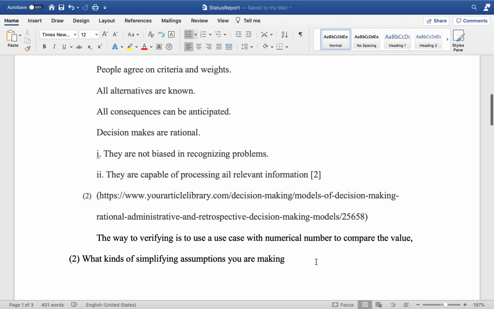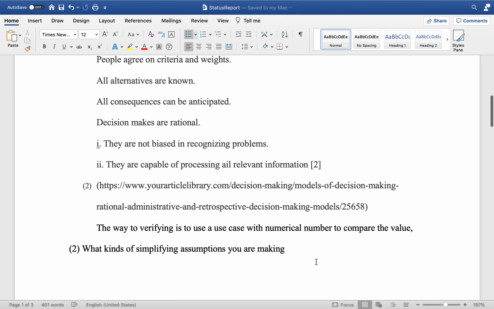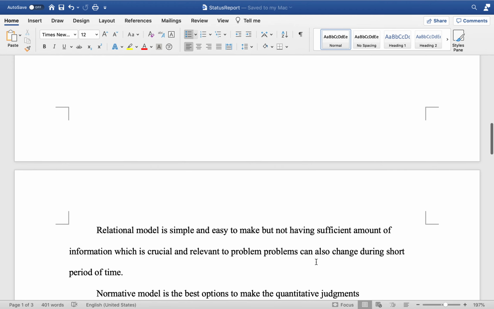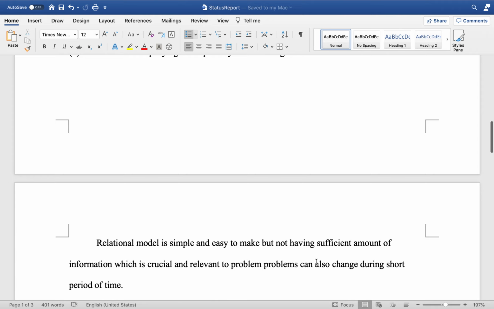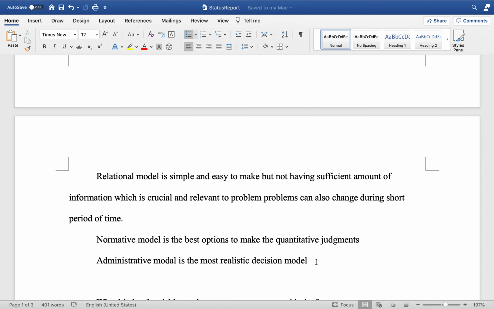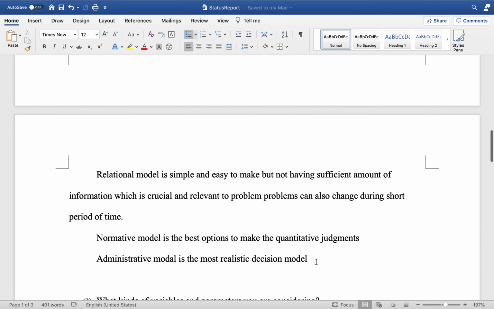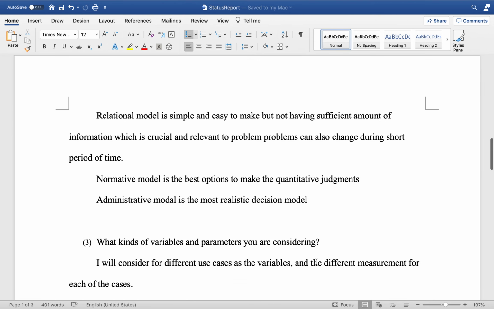The second one is what kind of simplifying assumptions I'm making. I'm making assumptions for each of the models. The rational model is simple and easy to make, but it does not have a sufficient amount of information, which is very critical. The normative model is the best option for making quantitative judgments. The administrative model is the most realistic decision model.